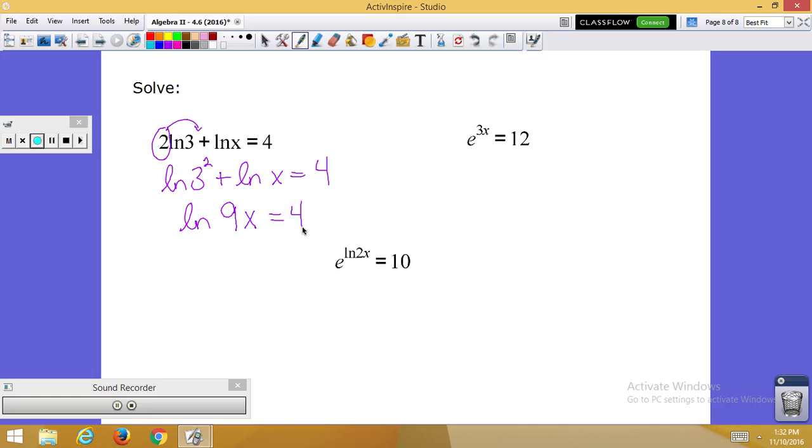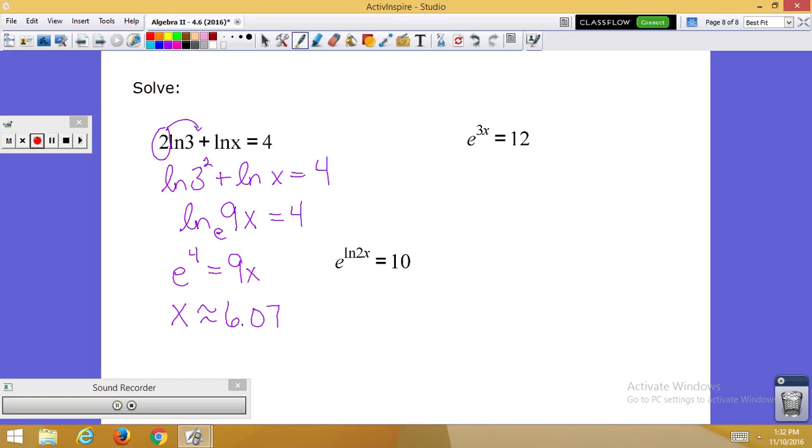Changing it to an exponent, well, remember this time we have base e right here. So e to the 4th equals 9x. On my calculator, I'm going to type e to the power of 4. And then I'm going to divide that by 9. And I'm going to get that x is about 6.07.